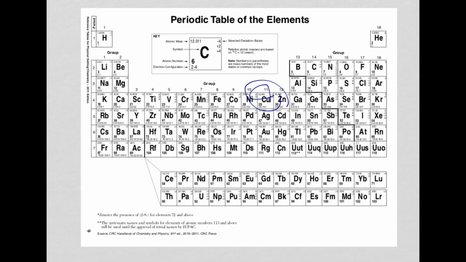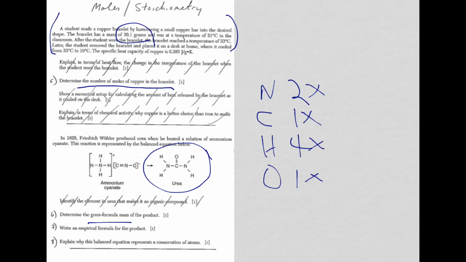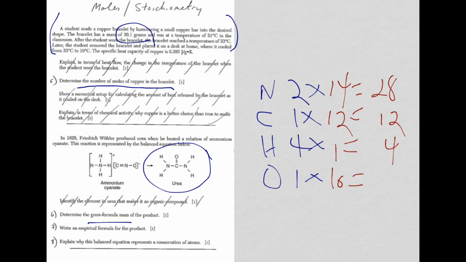I'm not dealing with copper anymore. I'm going to do it in red, right? I got hydrogen, carbon, oxygen, nitrogen. So 1, 12, 16, 14. We're going to multiply them out, and then, of course, add them up. We add them up, and the answer is 60.